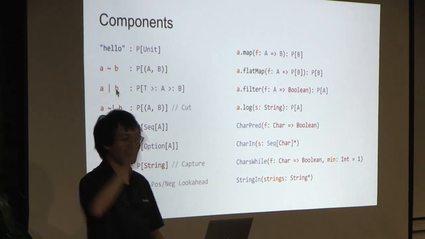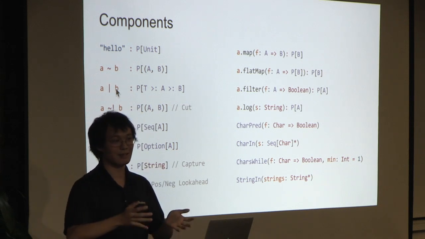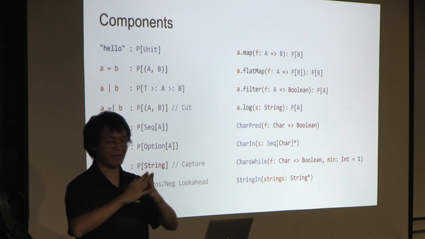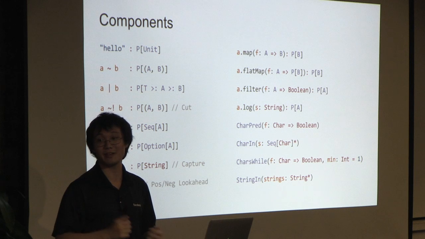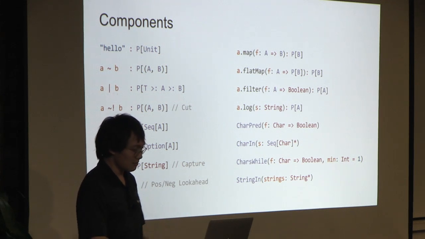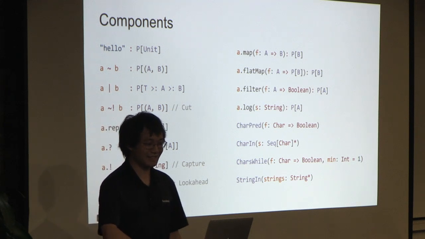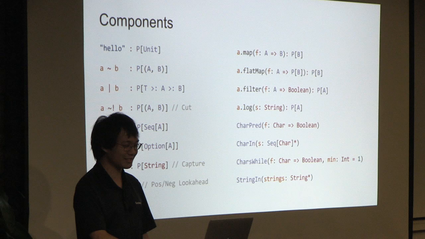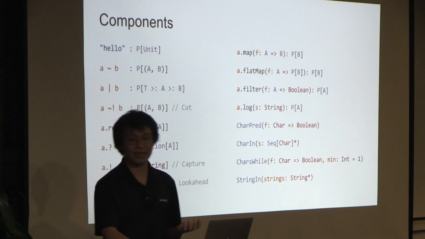A or B will try A, and then it'll attempt B after that, and it'll return something which is the common superclass of A and B. So if A returns a vector, B returns a list, A or B will be a parser that returns a sequence, for example. Cut is the same as sequence, except I'll go into more details later about why it's different. Repeat makes sense. If it returns an A, it now returns a sequence. Optional returns an option. You have look ahead, positive and negative, just like regexes.